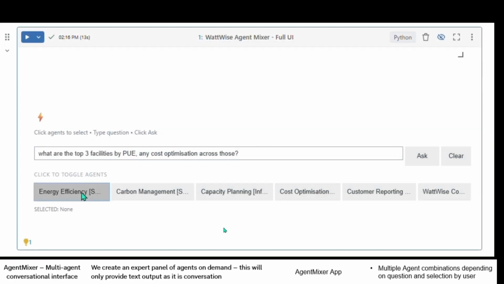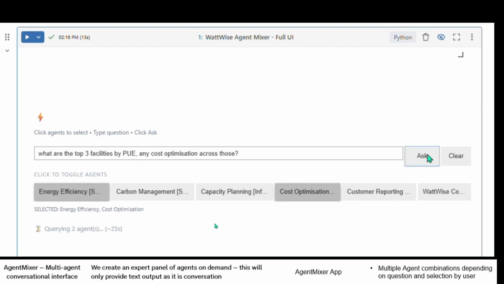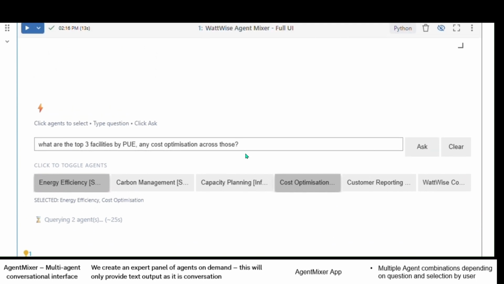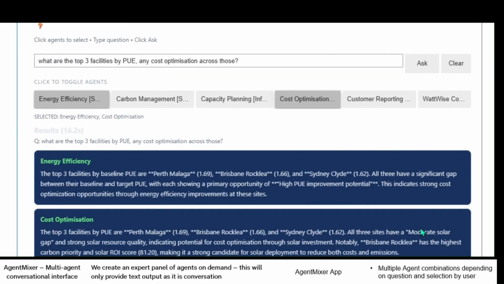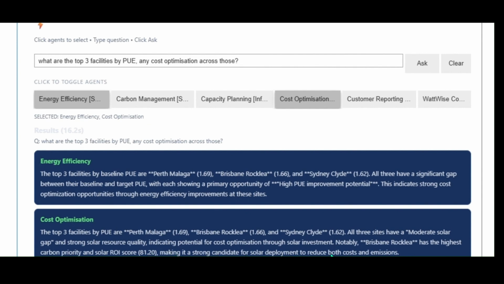In this use case, we are blending the energy efficiency and cost optimization agents to give a contextual answer based on their specialty. They come back with the energy efficiency agent focusing more on the PUE improvement potential, while the cost optimization one comes back with the greatest carbon priority, and so based on solar score, a strong candidate for solar deployment to reduce cost and emissions.